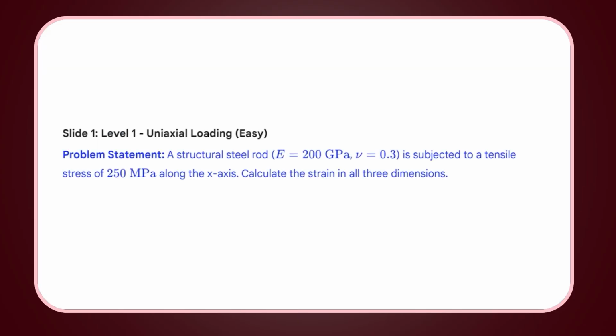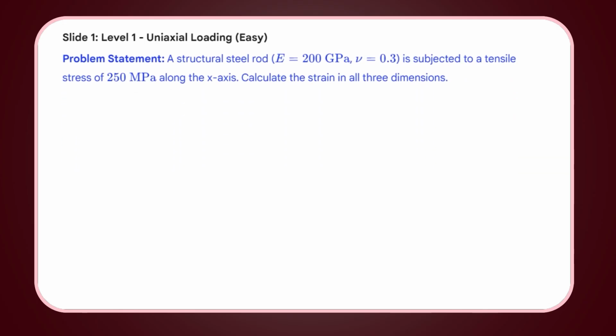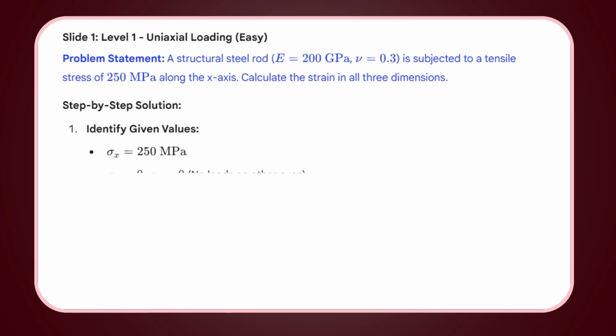Let's look at a practical example. We have a structural steel rod with a Young's modulus of 200 gigapascals and a Poisson's ratio of 0.3. The rod is pulled along the x-axis with a tensile stress of 250 megapascals. Since there are no other loads, our stress in the y and z directions is 0.